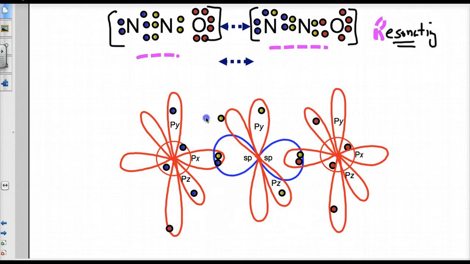This one can bond here, back and forth, and this one can move here. Because you have unhybridized P's that have openings, these electrons are mobile and can become delocalized over different atoms and cause the multiple bonds. That is what I'm talking about here in resonance.